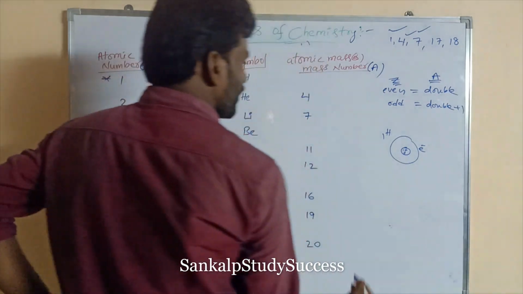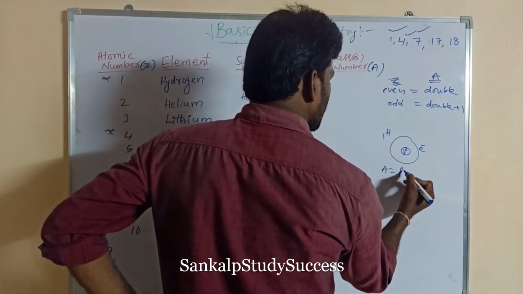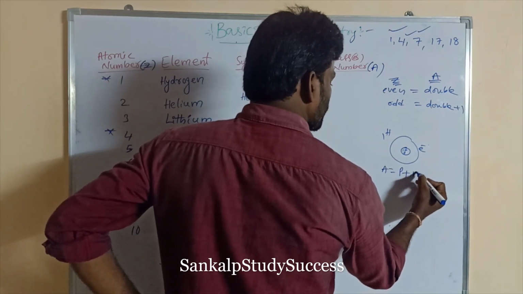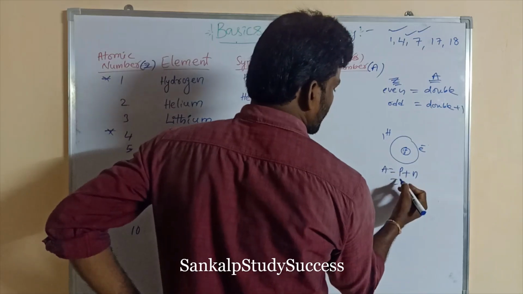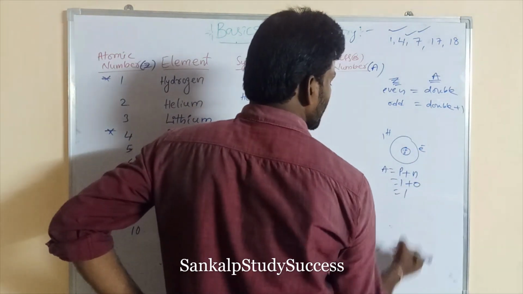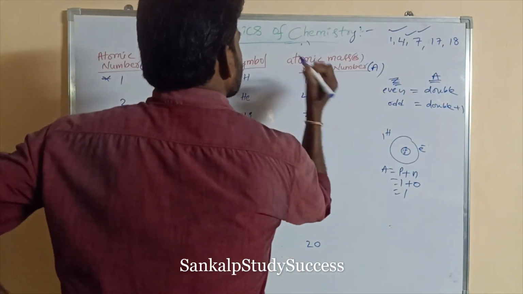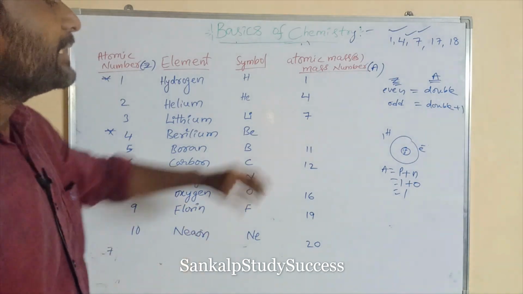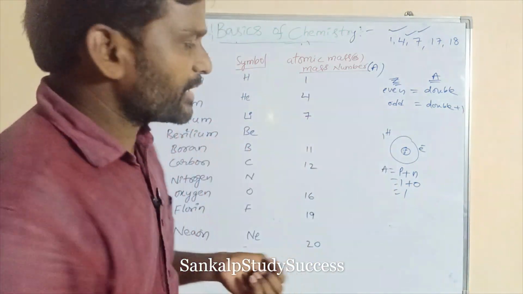So what is the mass number? Mass number is equal to the sum of the number of protons and the number of neutrons. So what is the number of protons? Its atomic number is 1, so its number of protons is 1. Its number of neutrons is 0. So what is its mass number? 1. So the mass number of hydrogen can be taken as 1. Why? It is having 0 neutrons.